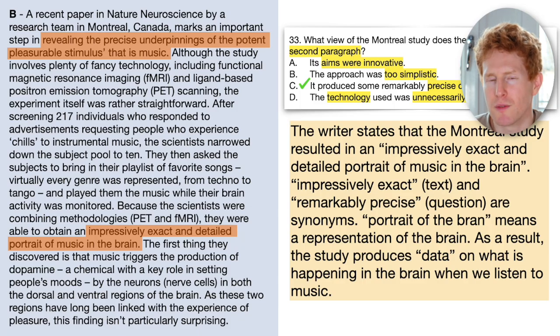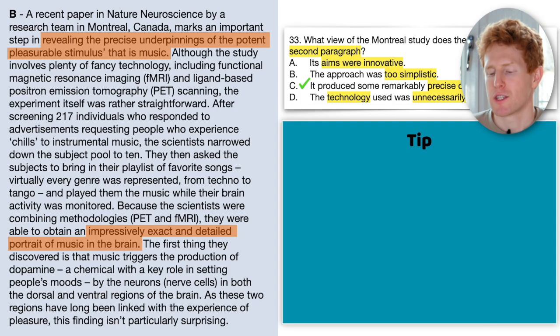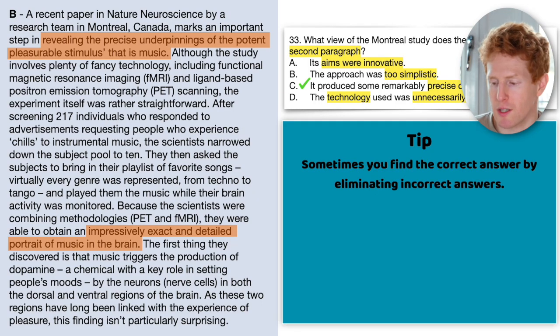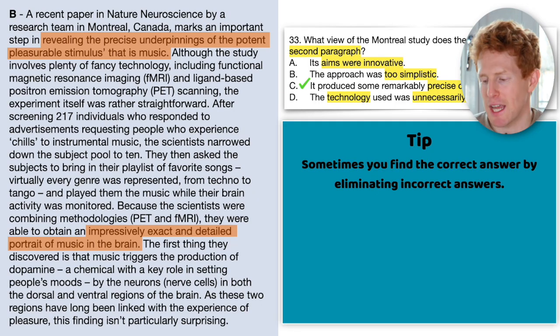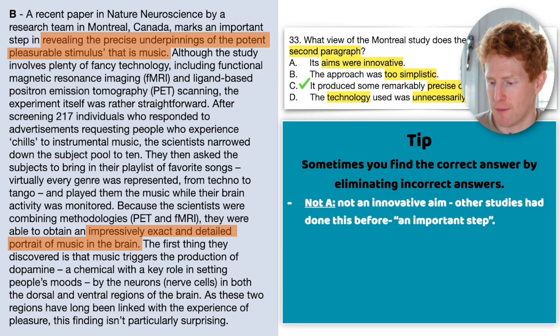If you're not sure, here's a tip for you. Sometimes you find the correct answer by eliminating incorrect options. So in this question, you could say, well, it's not A because it's not an innovative aim. Other studies had done this before. It's simply described as an important step. If it was an innovative aim, they might have said a groundbreaking study or a study in a new field. But instead, this is just an innovative step. Other studies have been done before.